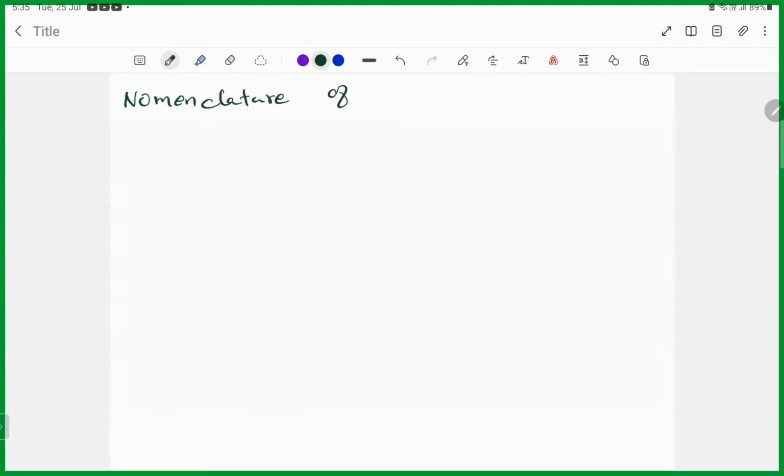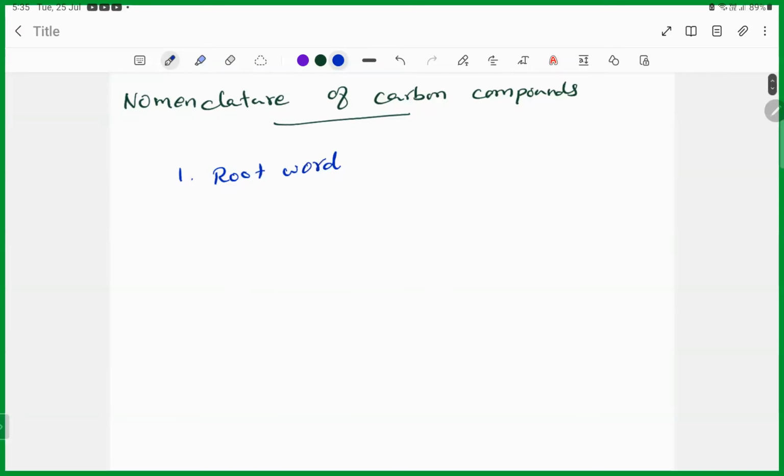So, nomenclature of carbon compounds. Here, the basis of nomenclature is to treat each structure as derived from a simple skeleton by appropriate modification. Each systematic name has two or three parts. Number one is the root word. The root word indicates the nature of the basic carbon skeleton.